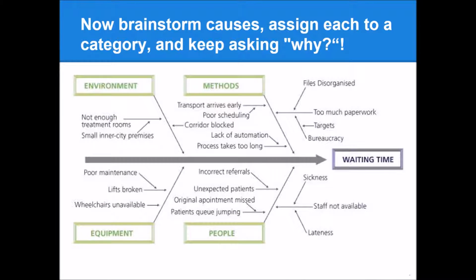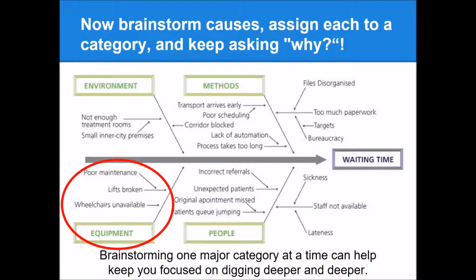Finally, for each of those broad categories, we brainstorm specific potential causes for our problem. And then for each of those causes that we think of, we dig down deeper and deeper by asking why. Why might this be a problem? Further and further down. It's helpful when brainstorming to try to brainstorm about one broad category at a time, and to really try to flesh out all the potential contributors in that category that you can.